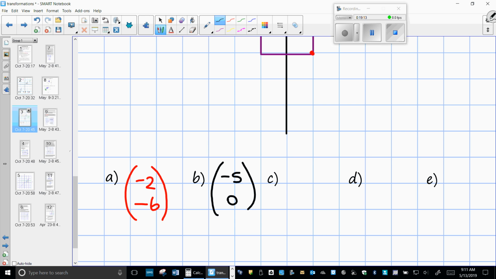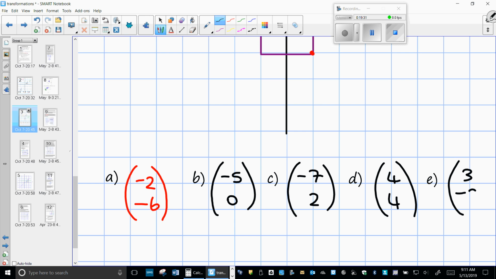Okay, so C. Abby? -7, 2. Everyone agree with that? Yes. Perfect. D. J? 4, 4. Everyone agree with that? Yeah. And E. M squared? 3, -3. We all agree with that? Yeah. Perfect. We are now queens of translation.